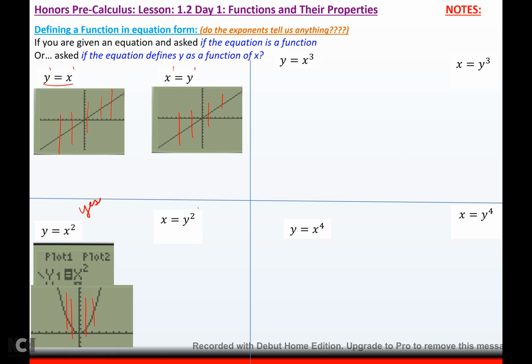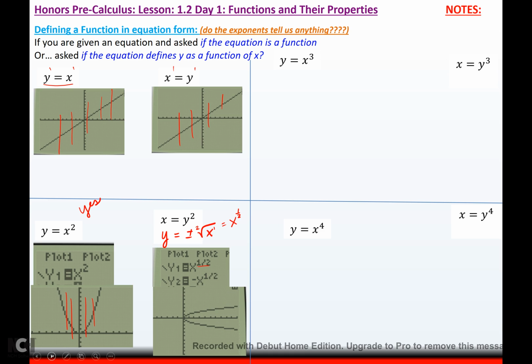If I type this one in, to type it you have to get y alone, so you would have to type y equals plus or minus the square root of x. So the way you type that is you have to type two separate ones, positive square root of x and negative square root of x. I typed it in radical form. Remember, that's a 2, that's a 1, so that's x to the 1/2. So I typed positive x to the 1/2 and negative x to the 1/2, and you get that, which does not pass a vertical line test, so that's no.